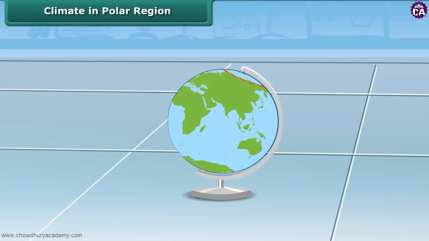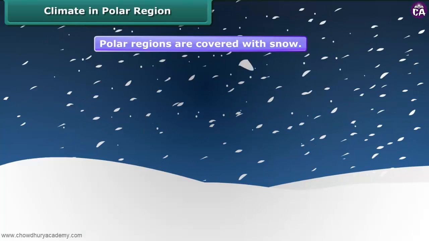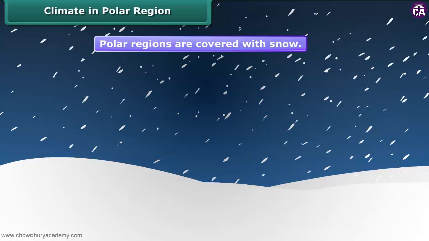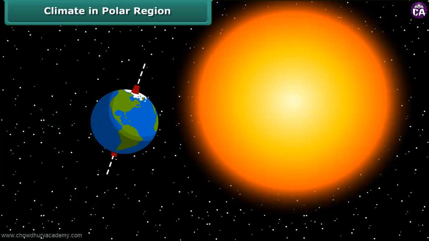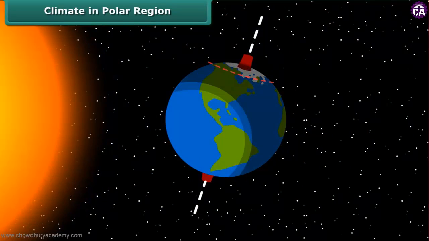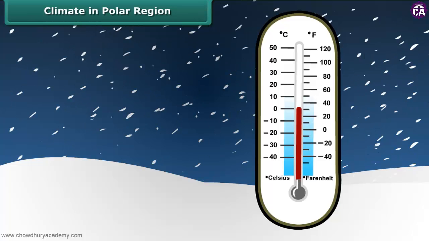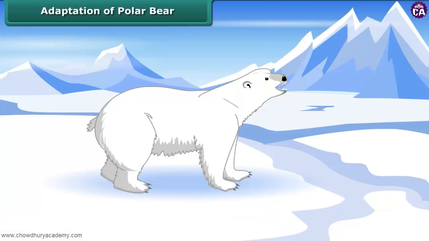The polar regions have an extreme climate. The whole region is covered by snow and almost throughout the year it is cold. Sun does not set at the poles for 6 months, but for the other 6 months there is no sunrise. The temperature can be as low as -40 degrees Celsius during this period. Adaptation of polar bear.